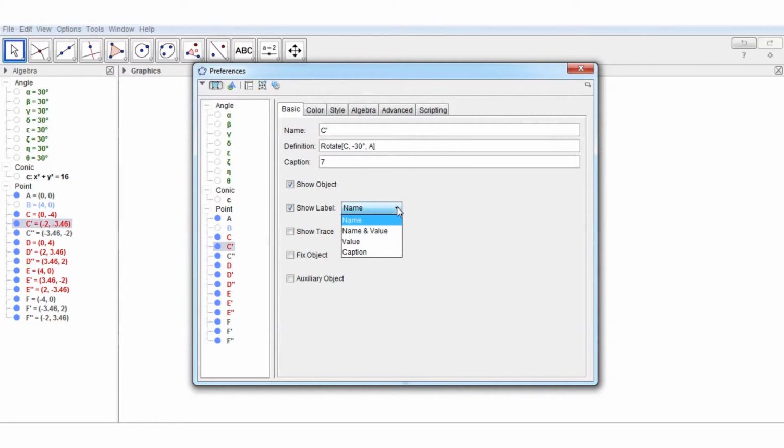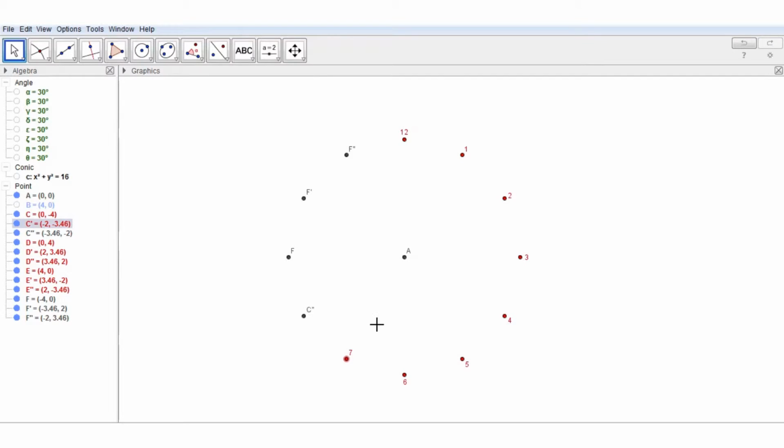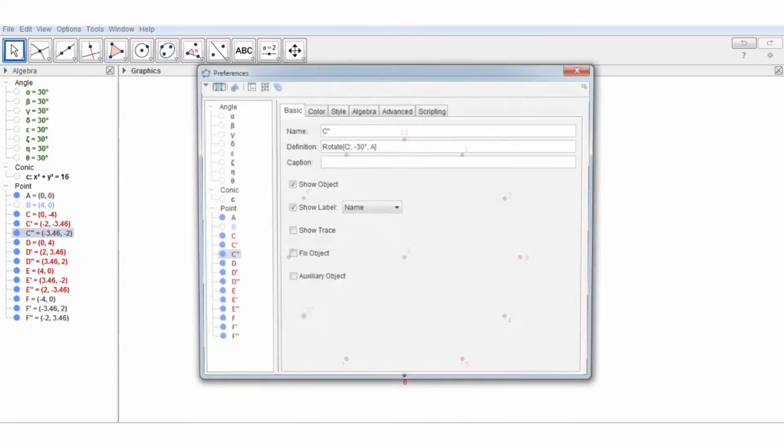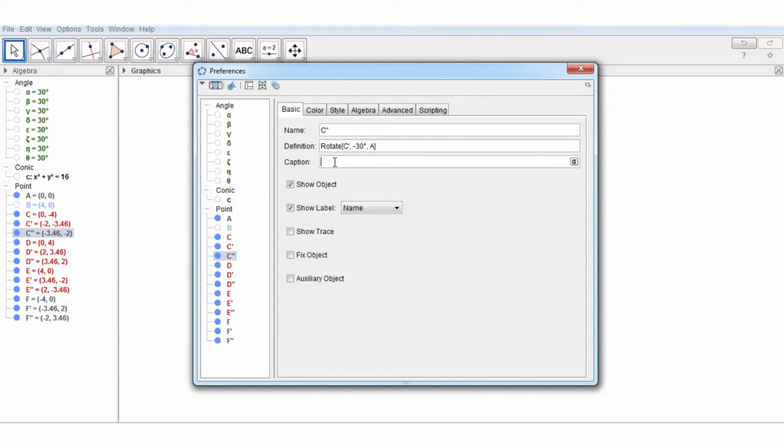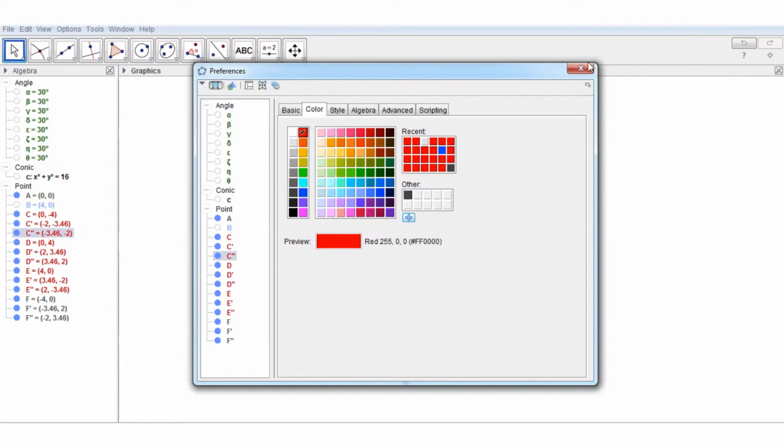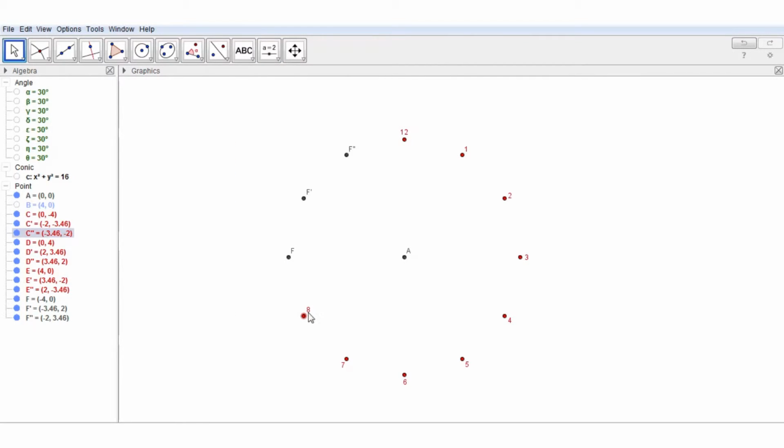Seven, diamond capstone. Here. Eight, diamond capstones.